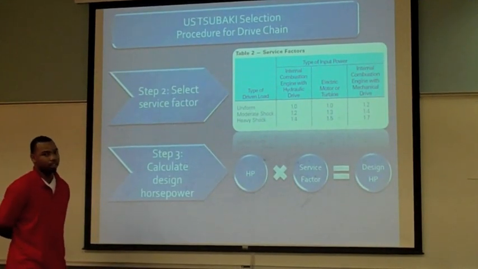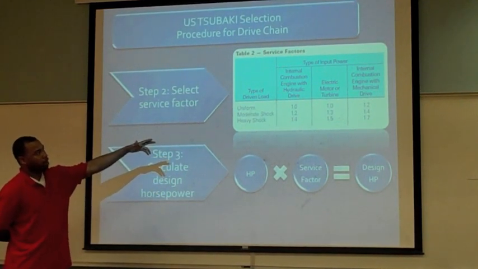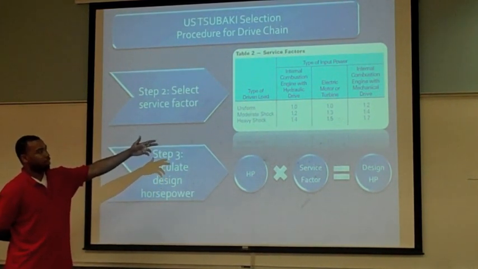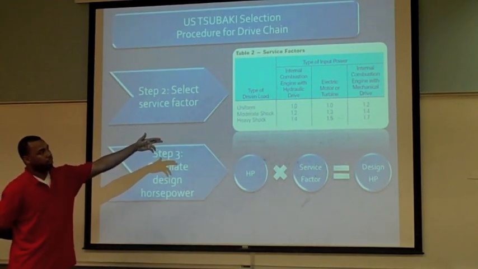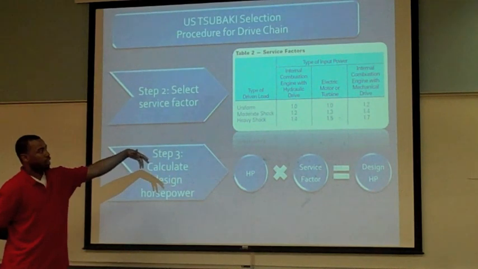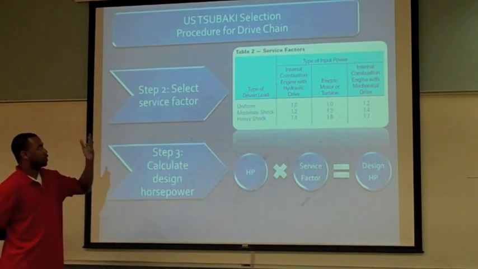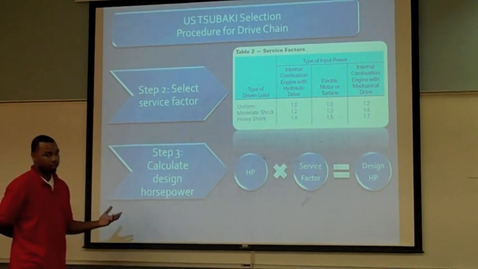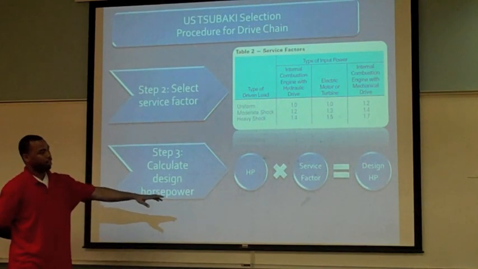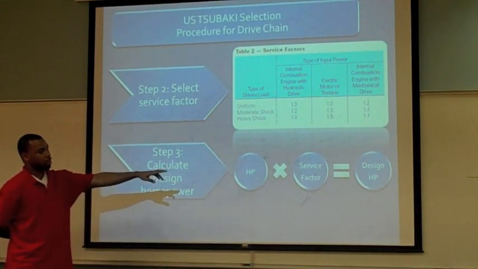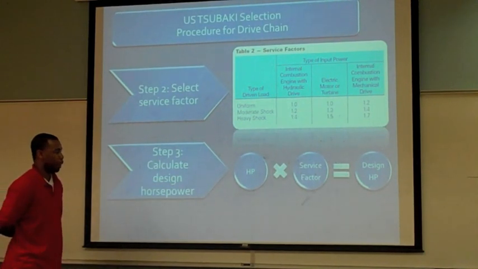Step 2 is to select the service factor. They use another table which has the type of input power: internal combustion engines with hydraulic drive, electric motor or turbine, internal combustion engine with mechanical drive, and also the type of driven load which you get from step 1. That will give you your service factor. Step 3 is to calculate design horsepower. That is calculated by using the horsepower times the service factor that you got in step 2, which will give you the design horsepower.